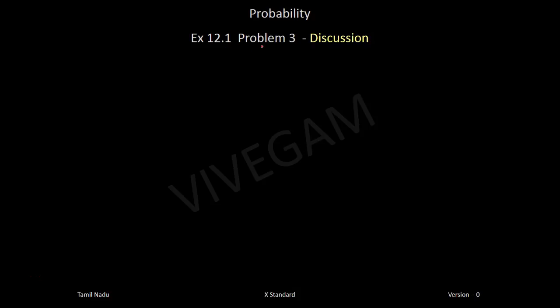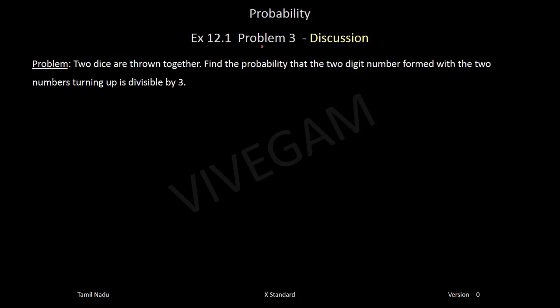Exercise 12.1, problem 3, discussion. Let's read the problem. Two dice are thrown together. Find the probability that the two-digit number formed with the two numbers turning up is divisible by 3. Don't worry too much about it. We'll list out the sample space and then everything will become easy.